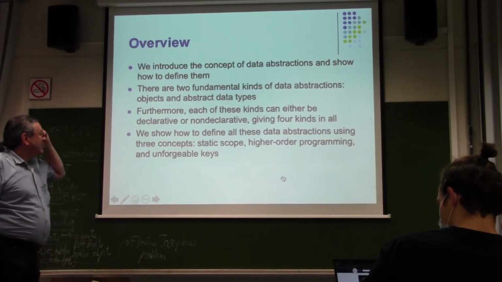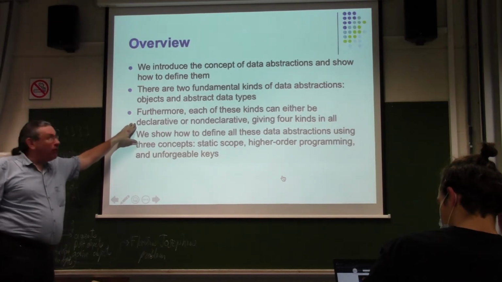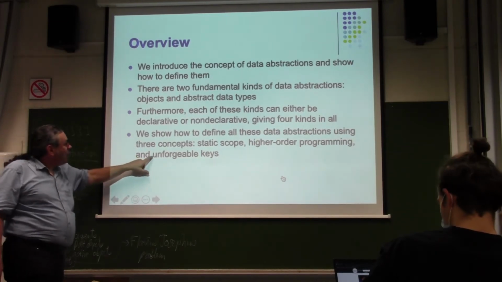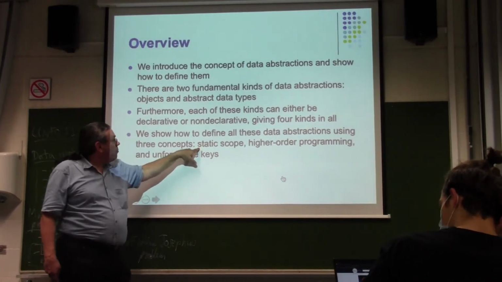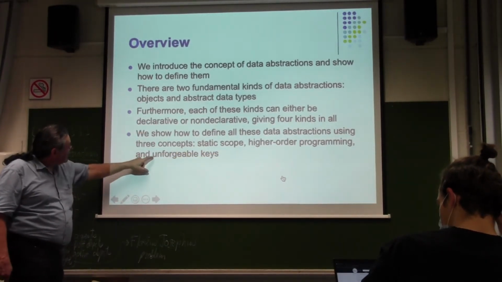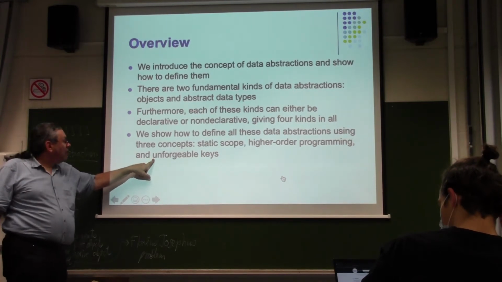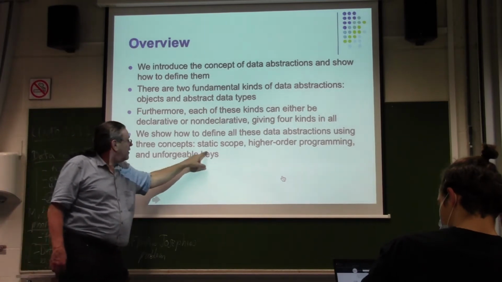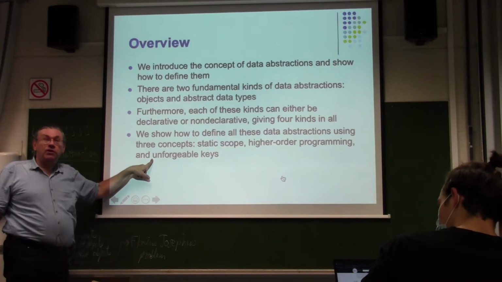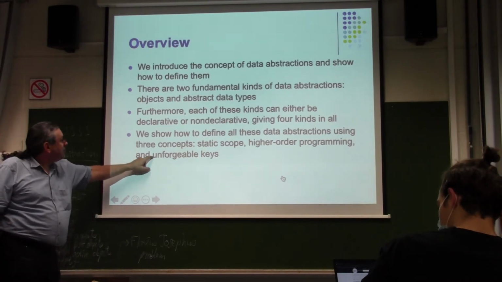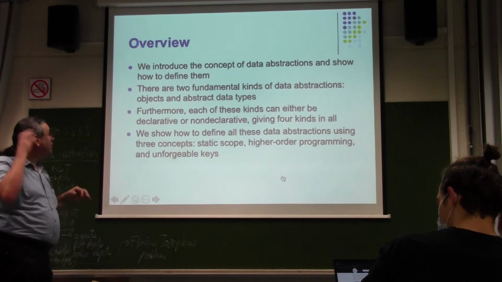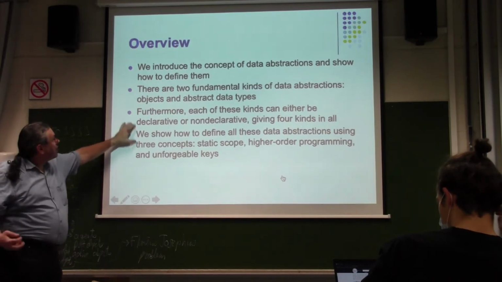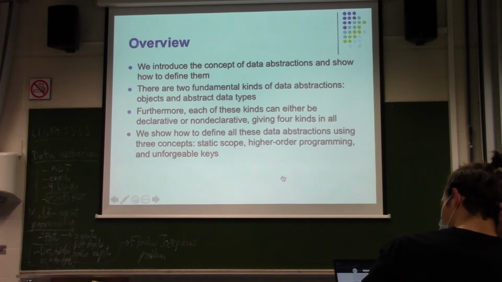So we're going to show how to define all 4 of them, and especially we're going to show lexical or static scope, higher order programming, and a new concept called an unforgeable key. In Oz, this is called a name. This is a constant that cannot be forged. You cannot fake it. And with this, you can build secure data abstractions. So with these concepts, you can actually build all 4 of them. It's important to see how that's done, I think, to really understand it.